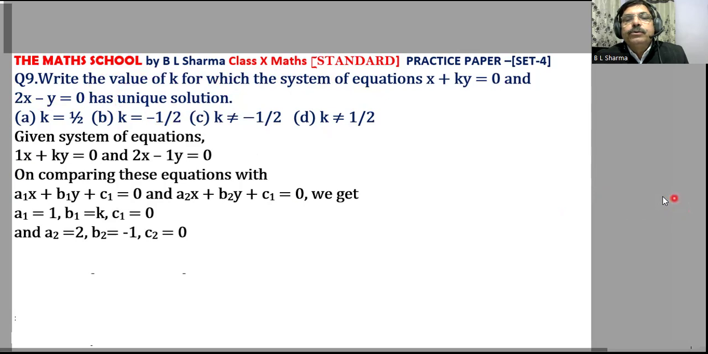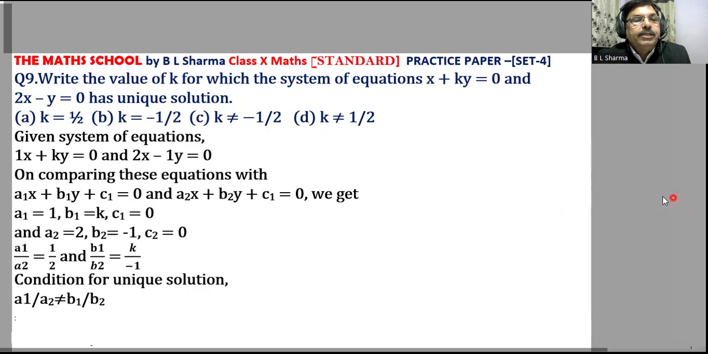a1 upon a2 should not be equal to b1 upon b2. So first of all, we get a1 upon a2 and b1 upon b2, and then we write the condition a1 upon a2 should not be equal to b1 upon b2. So 1 by 2 should not be equal to k upon minus 1. On cross multiplication, k should not be equal to minus 1 by 2.